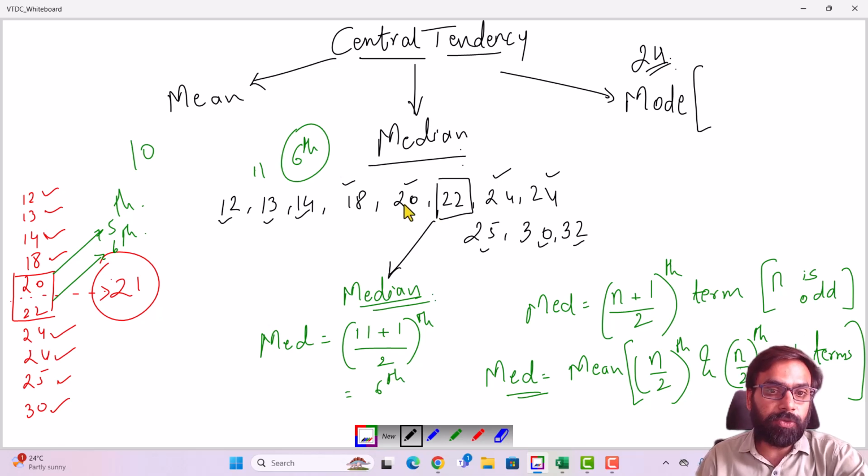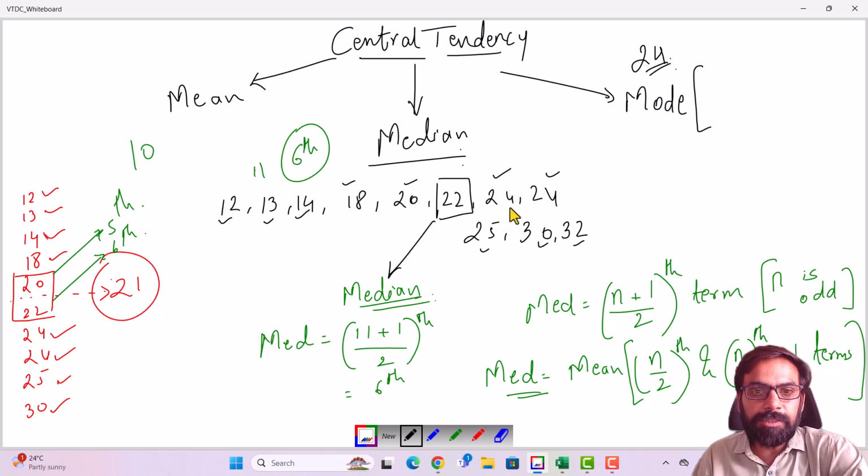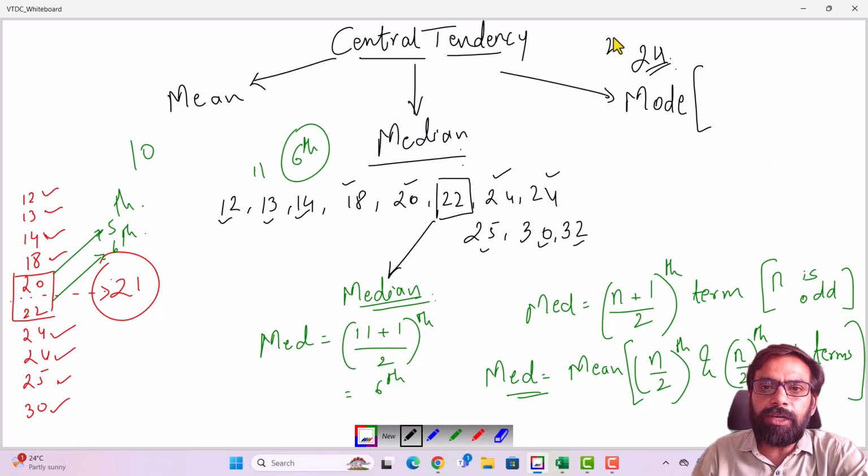Now there might be cases in which more than one mode is there. For example, had it been 22 and 22, in that case both 22 and 24 would have been occurring more than once, I mean, twice in the entire data set, right? In that case, I would say that both 22 and 24 are my mode over here.